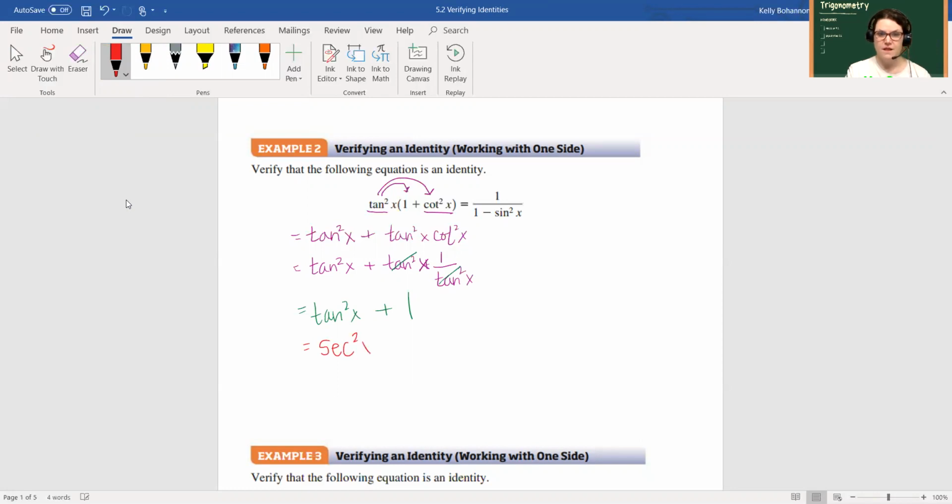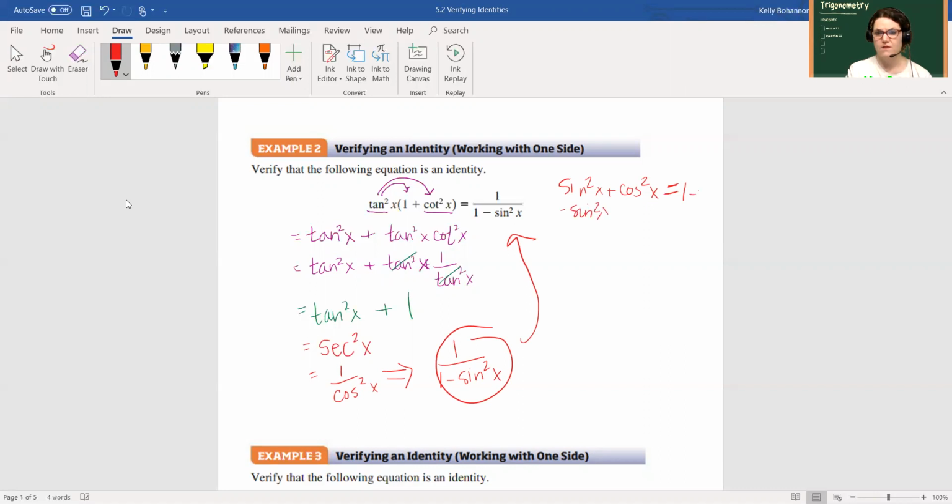I could see that tangent squared x plus 1 is actually secant squared x. Well, secant squared x is the same thing as 1 over cosine squared x, which cosine squared x could be rewritten as 1 minus sine squared x, which would make this look just like that. Remember that sine squared x plus cosine squared x equals 1, you're going to use this one so much in all different versions of it. So if I subtract sine squared x from both sides, then it gives me cosine squared x, this down here.